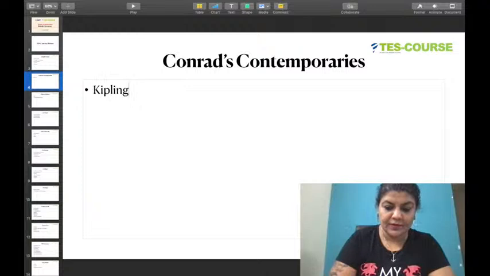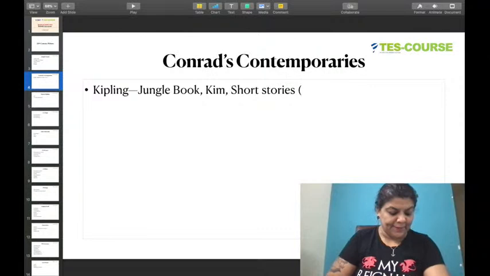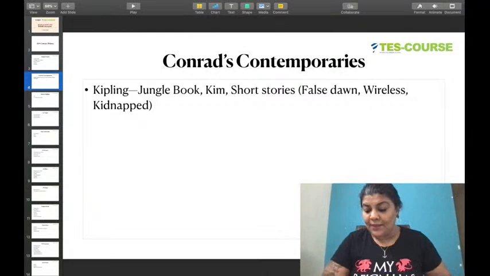Jungle Book. Kim. Then, short stories. What are the short stories that I mentioned? False Dawn. Henna. Wireless. Wireless they have already asked about. Kidnapped. These are important short stories by Rudyard Kipling. Please look up Rudyard Kipling also.